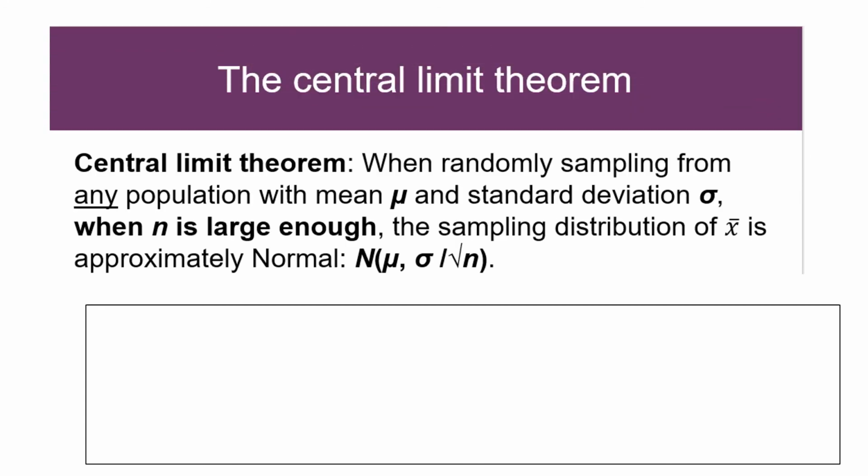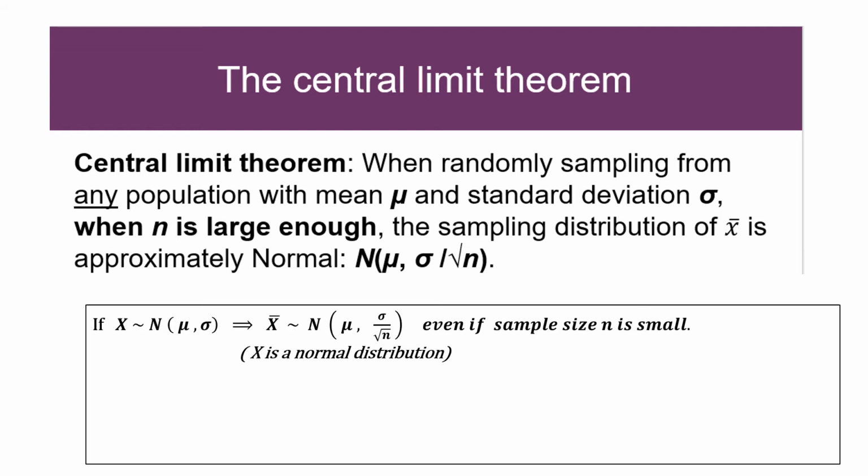So the central limit theorem says, when randomly sampling from any population with mean mu and standard deviation sigma, and if n is large enough in the sense minimum 30 and above, then the sampling distribution of x bar is approximately normal with the same mean mu, but the standard deviation will be sigma by square root of n. Maybe if we are writing this symbolically, I can say if x is normal with mean mu standard deviation sigma, the sampling distribution x bar will follow approximately normal with mean mu standard deviation sigma by square root of n.